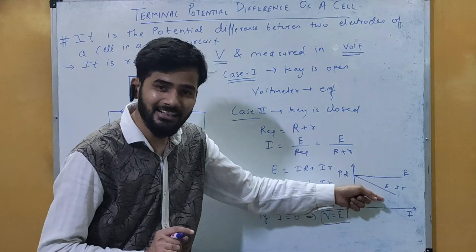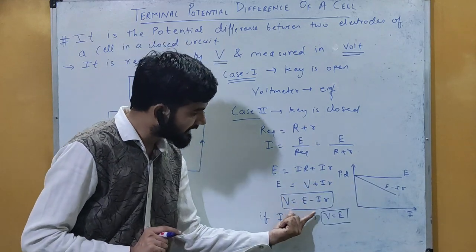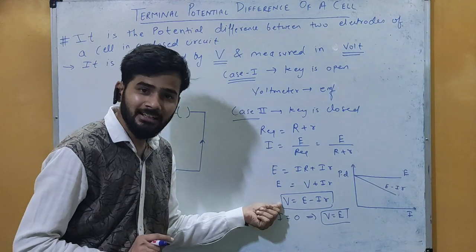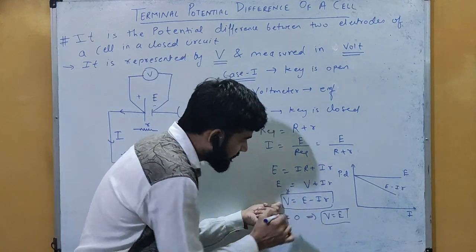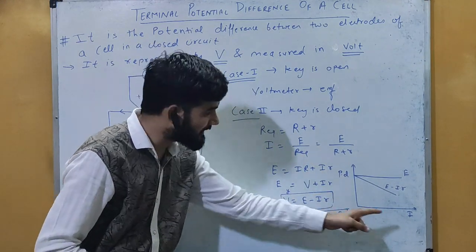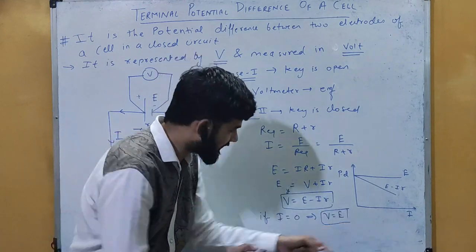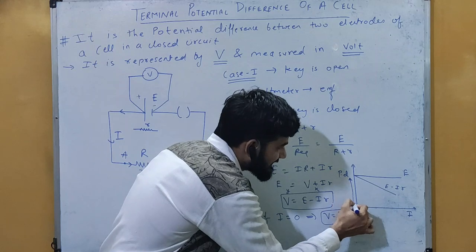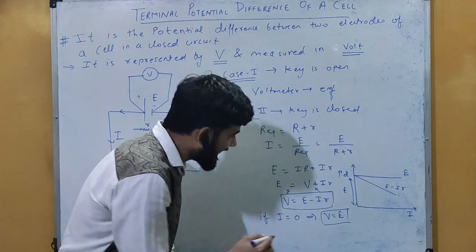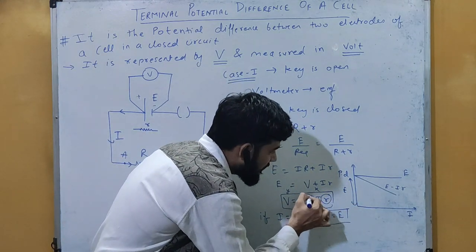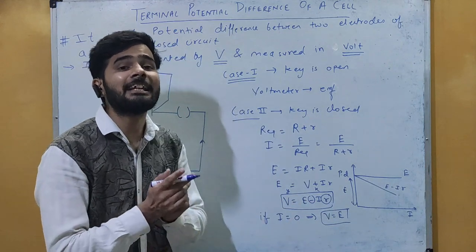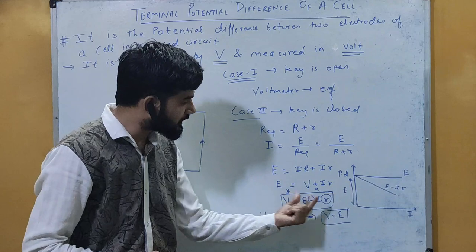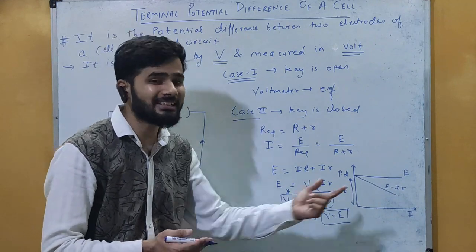Okay, this straight line you can draw using this equation in the form of y is equal to mx plus c. We have y that is equal to V on the y axis and on the x axis we have current. So I can write here it is as x. And this E is the intercept on the y-axis, and the remaining part is equal to minus of R. This minus R is the slope. Okay, here you can see this slope is negative. So by using y is equal to mx plus c, you can draw this graph.